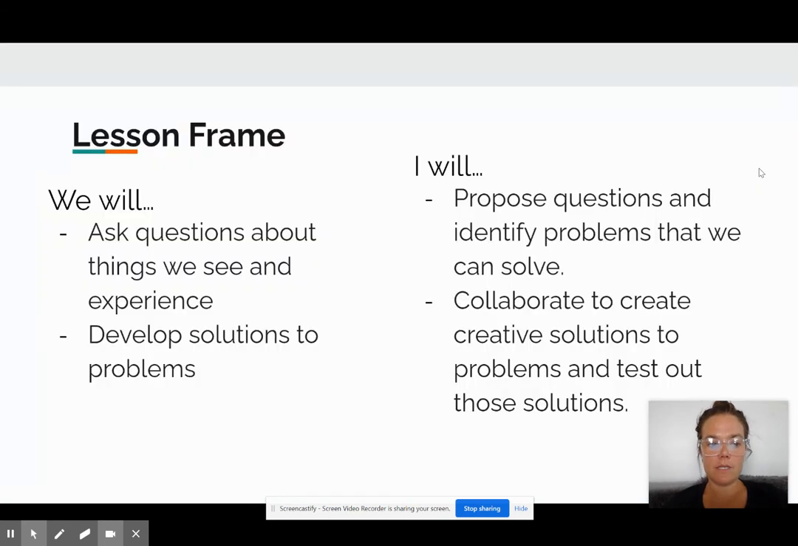Today we are going to be focusing on our first phenomena. So we're going to apply the scientific thinking process of the scientific method to our first content-related phenomena.